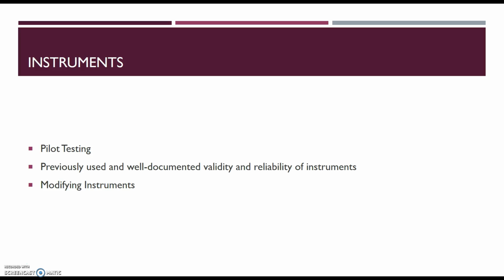Instruments. If you're doing a quantitative study, you'll want to make sure that you're finding an instrument that's already been used, has well-documented validity and reliability. If not, and you have to modify an instrument, you may want to do some pilot testing for that. If you're developing your brand new instrument, of course, you're going to need to pilot test that as well. So my recommendation is finding an already existing instrument, and hopefully it is applicable to what you want to do with your research.